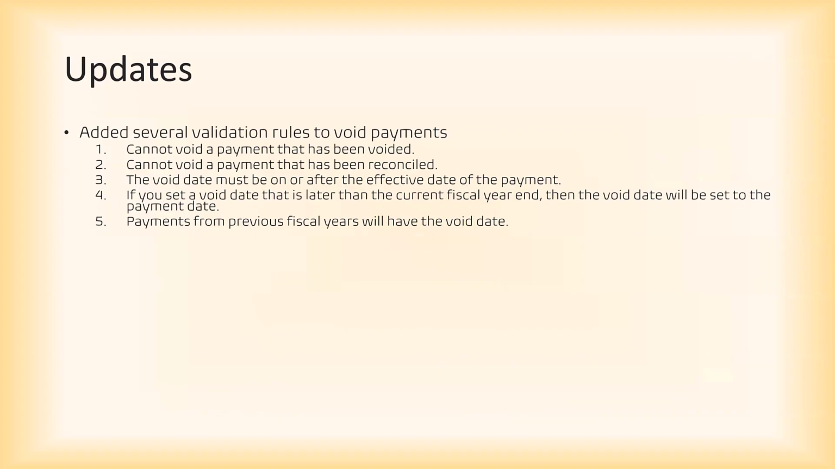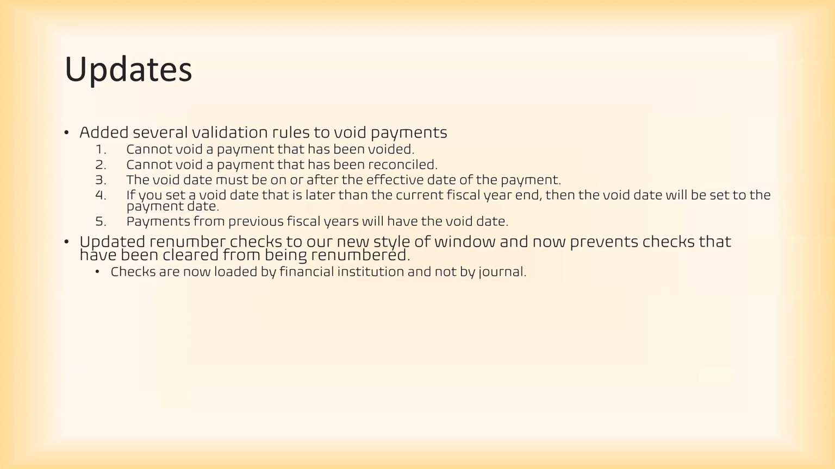If you set a void date that is later than the current fiscal year end, then the void date will be set to the payment date. So if you set one for the future, let's say your fiscal year ends 12/31 of 2025, and you set the void date to 1/1 of 2026, it'll automatically reset the void date to the payment date. So if the payment was August 1st, it'll then set it back to August 1st.